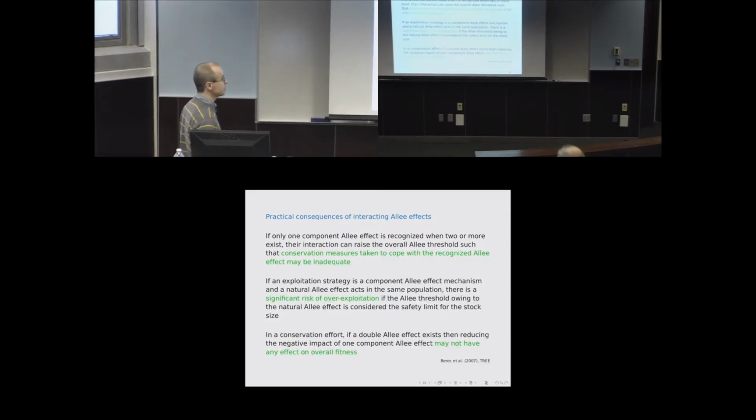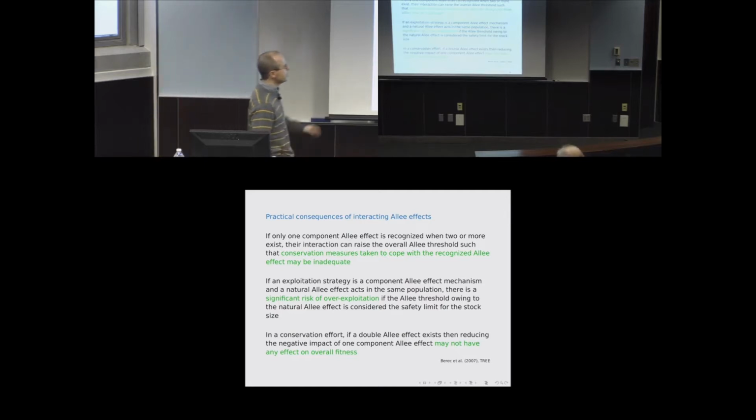Another possibility is in conservation biology. If we miss one of the Allee effects, our resulting Allee threshold can be small, and we can be satisfied with the population having enough individuals which are just above this Allee threshold. But the real Allee threshold can be much larger because of an interaction with the unrecognized Allee effect. So essentially, we miscontrol the population, and the conservation measures can be inadequate.